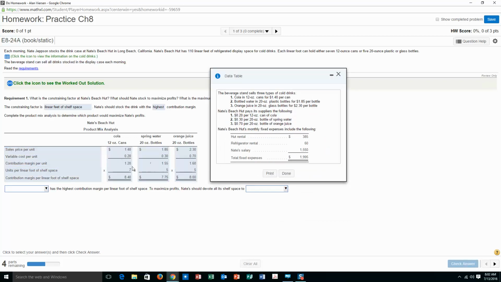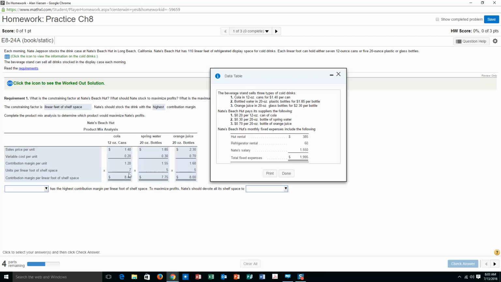Okay, so I went ahead and filled in this table, and all I really did was take the information from here and put it over here. So the sales price of each of the different items, the variable cost, which is given here, gave me my contribution margin per unit, and then of course, going back to the original scenario where these are cans, I can put 7 cans per linear foot, whereas I can only put 5 20-ounce plastic or glass bottles. So the key here is my contribution margin per linear foot of shelf space.